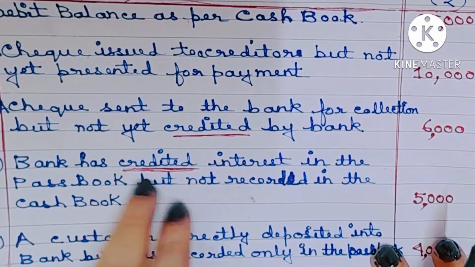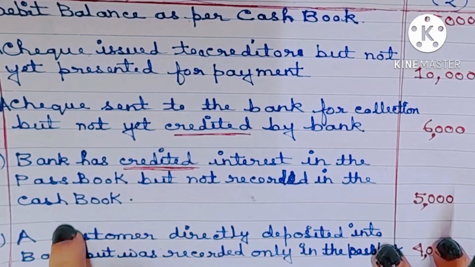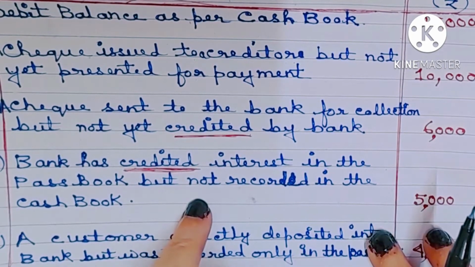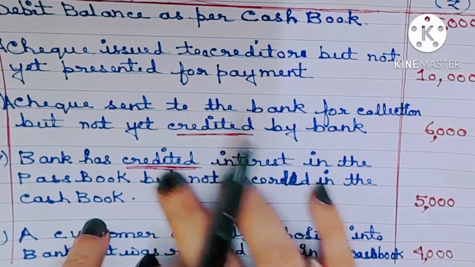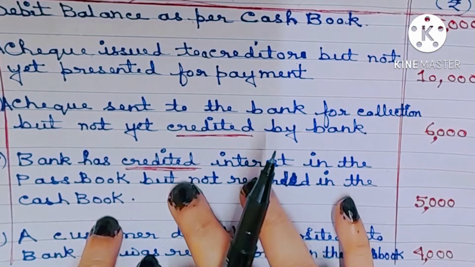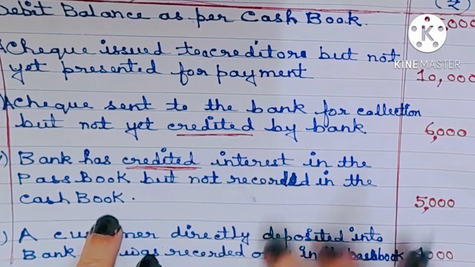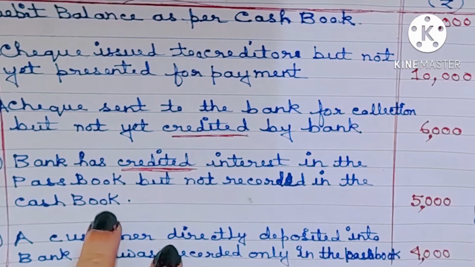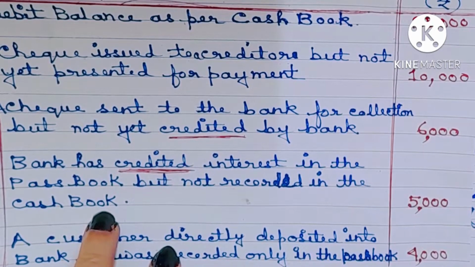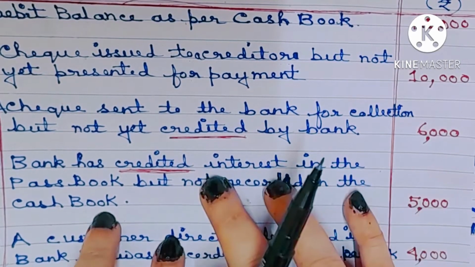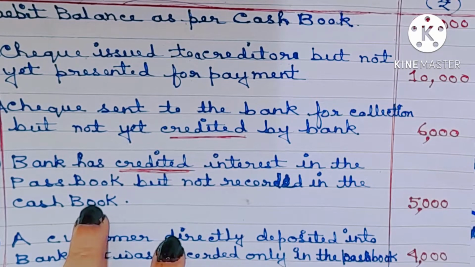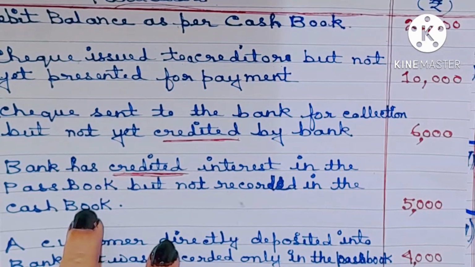Number 4, bank has credited interest in the passbook but not recorded in the cash book. Means what? Bank has allowed interest to the businessman. Credited means bank has recorded rupees 5,000 as interest in the deposit column of the passbook, but the same has not been recorded in the cash book. So cash book will remain the same, but passbook will be more by rupees 5,000, since bank has recorded rupees 5,000 in the credit column or deposit column of the passbook.